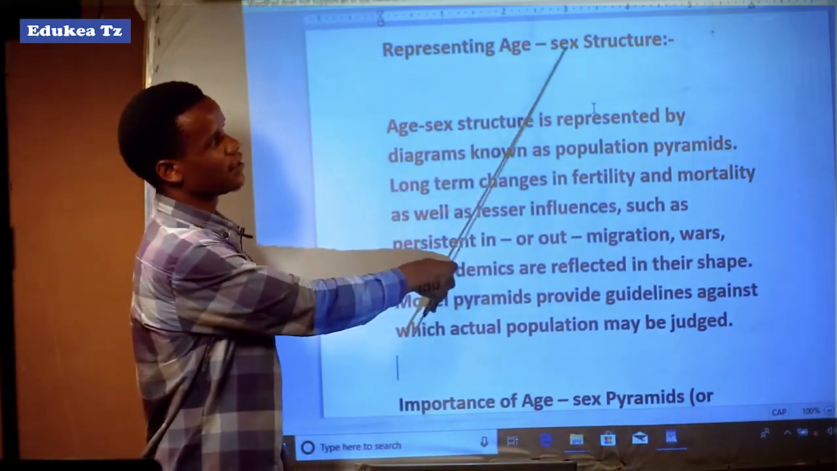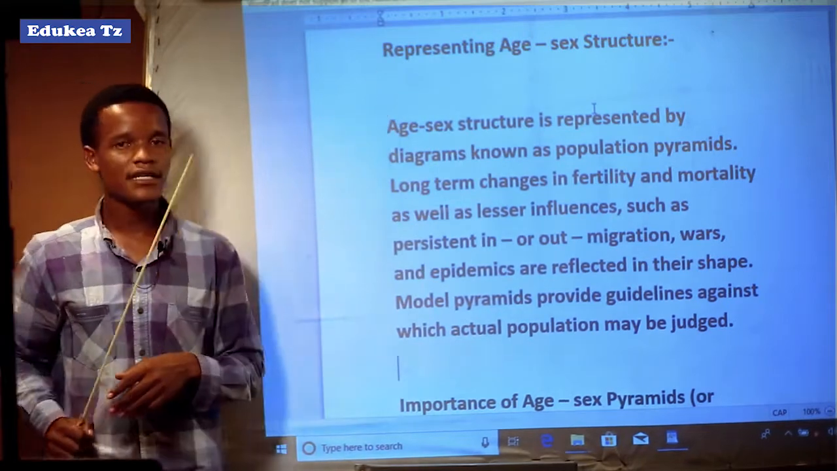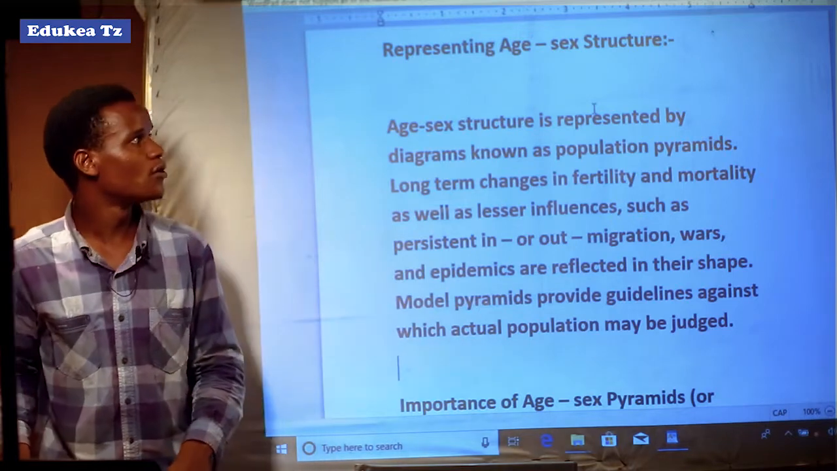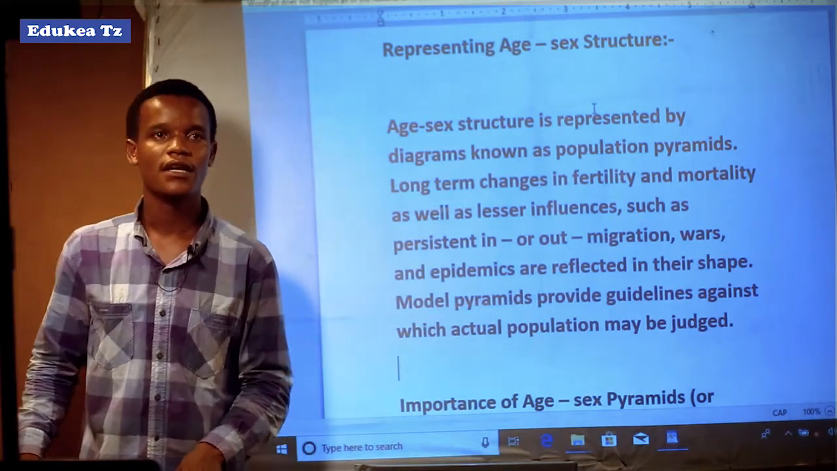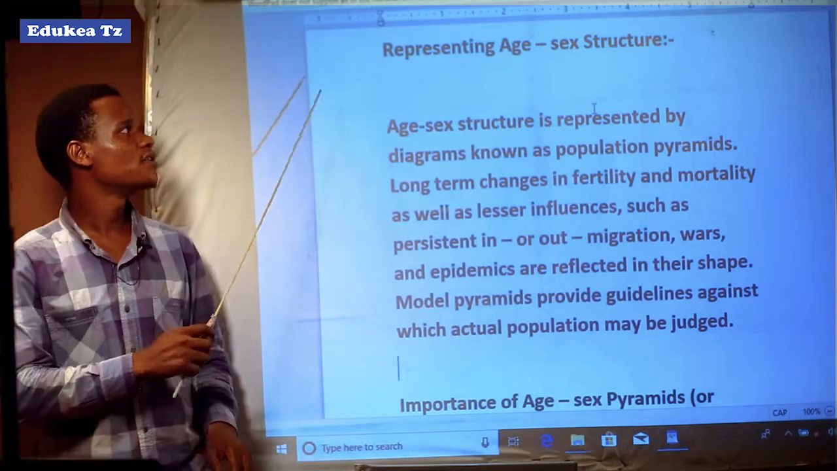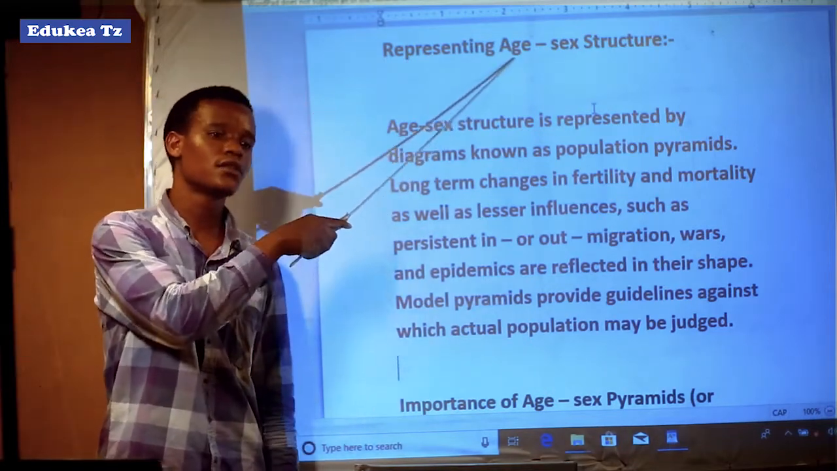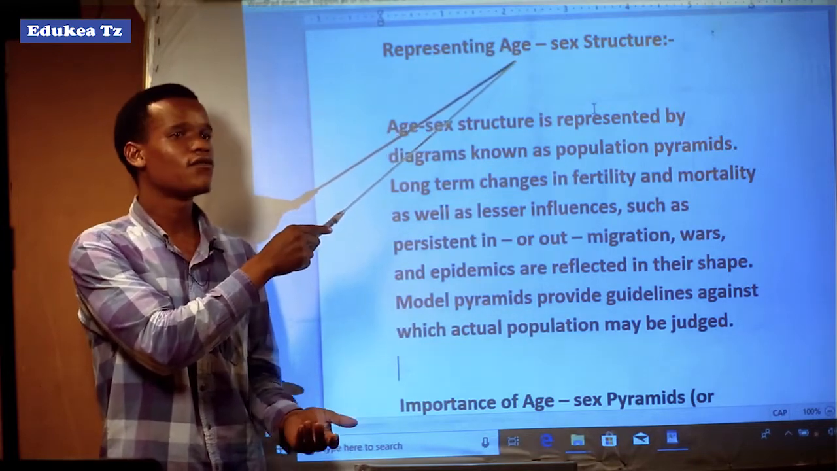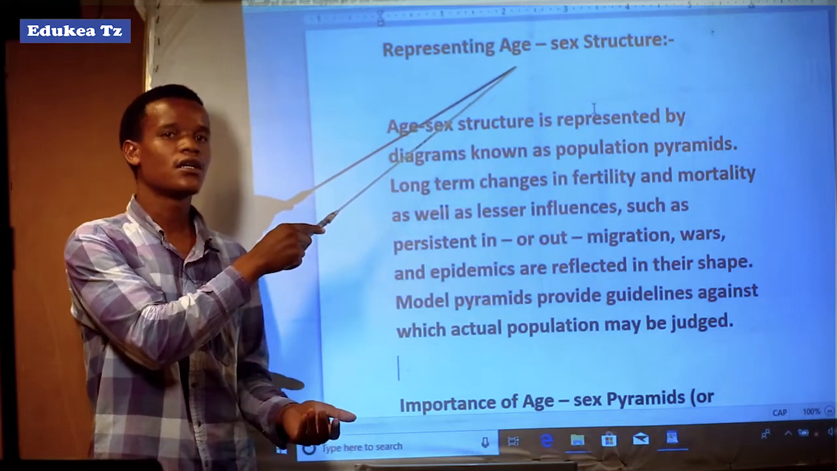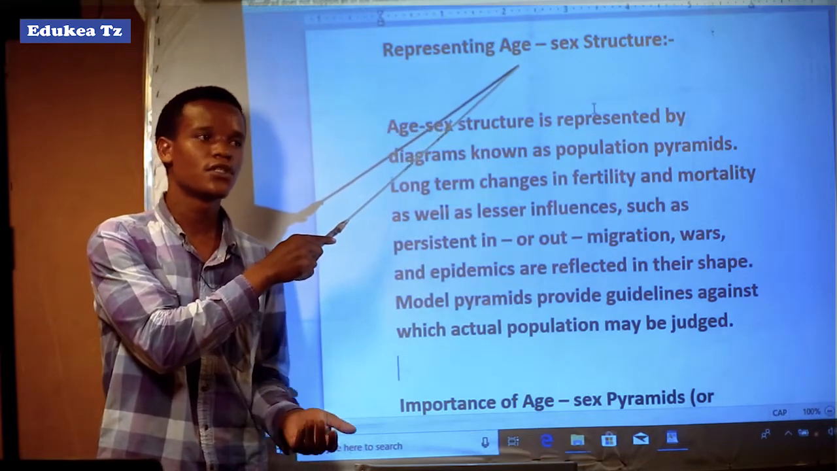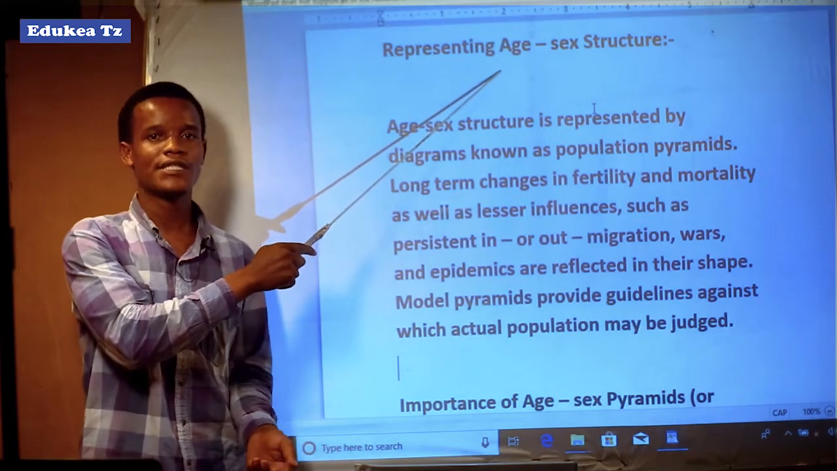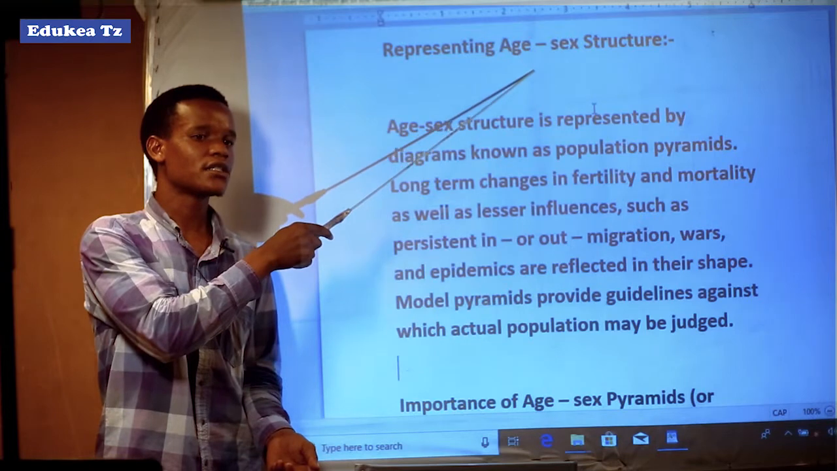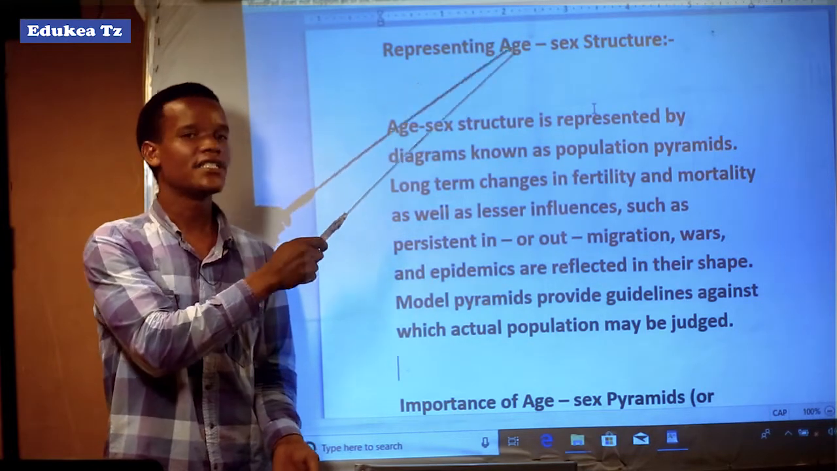Representing age-sex structure: it can be represented in a pyramid, which shows different ages and sexes. As I said earlier, in age we are going to look at how people differ. There are those who are 10, those from 10 up to 20, those from 30 up to 40, and those who are 64 and above, who are categorized in the age structure called the aging population.